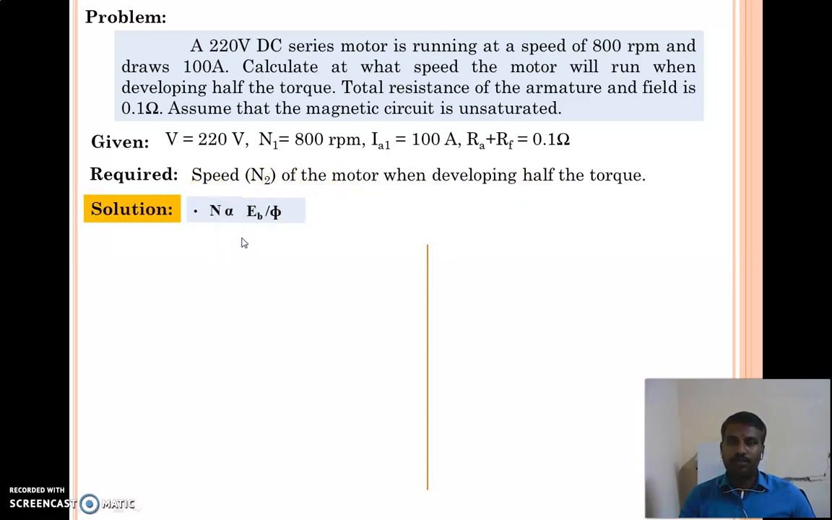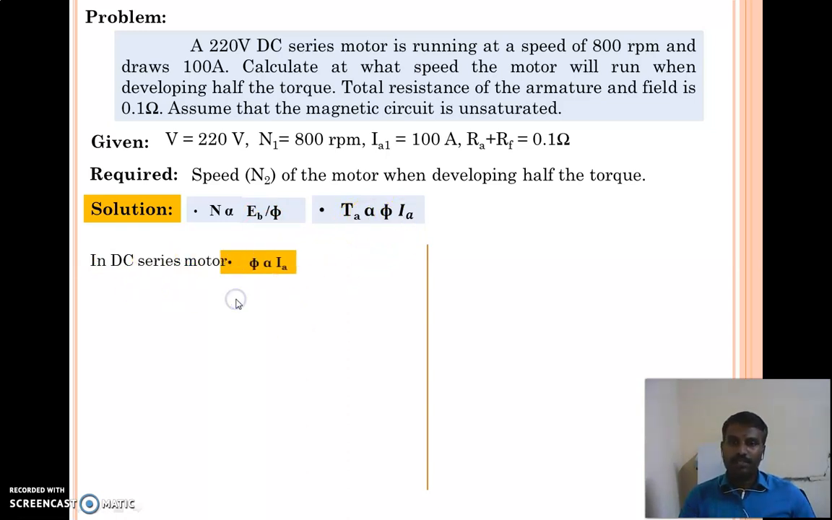To solve the problem, students should know the following relations. First one, N is proportional to EB divided by phi, where N is speed, EB is back EMF, phi is flux. And one more relationship between torque and armature current, that is TA is proportional to phi and IA. Armature torque is directly proportional to flux and also proportional to armature current. These two are basic relations between speed, back EMF and armature torque with the armature current.